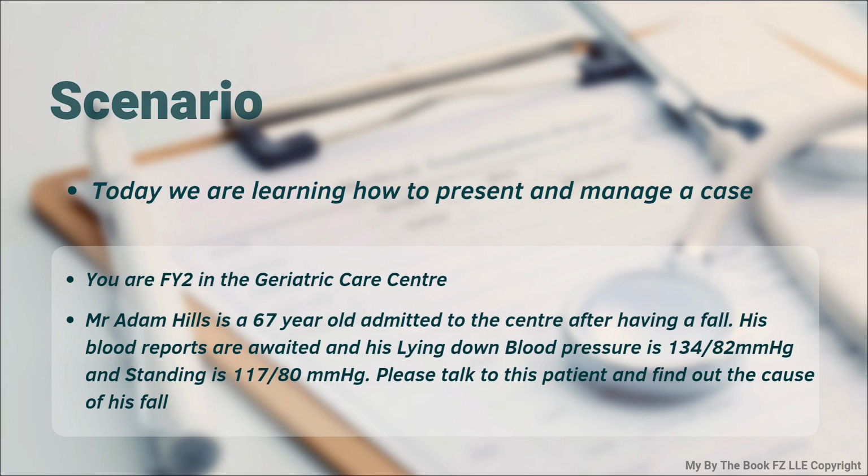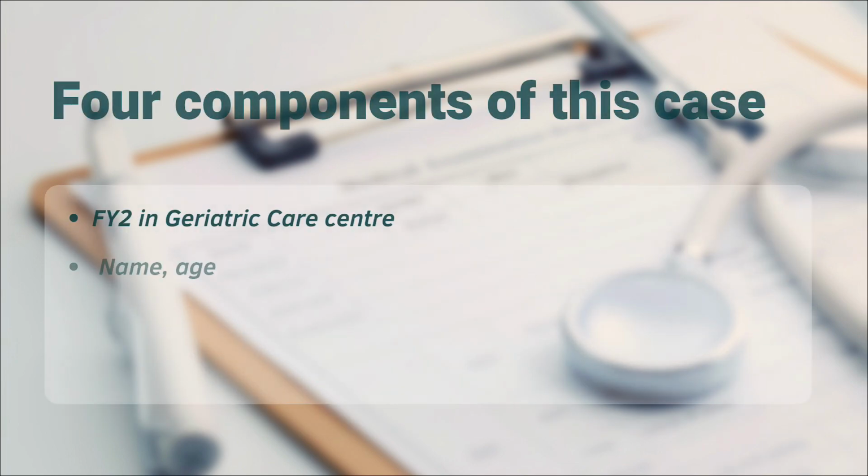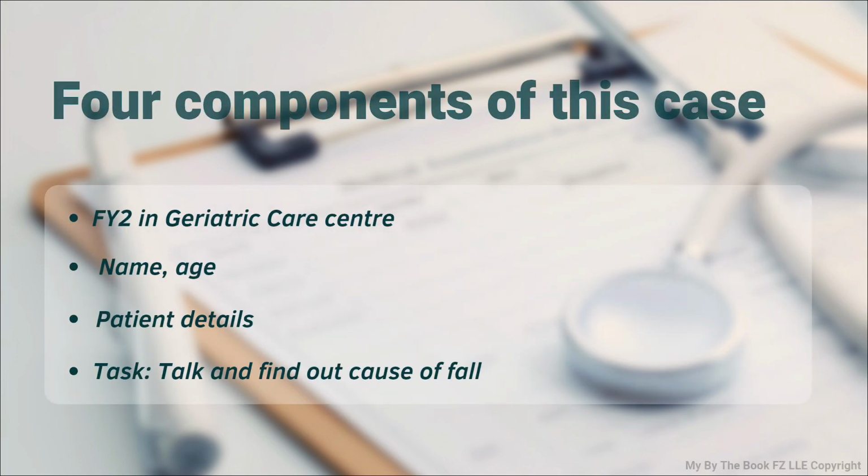Now let's look at the components of this question. It gives you 4 kinds of information. Number 1, it tells you that you are a foundation year level doctor in the geriatric care center. Here you are not located in the GP clinic or in the ER, you are located in the geriatric care center, which means elderly care center. So you are located over there. The second component of information in this question is the patient's name and his age.